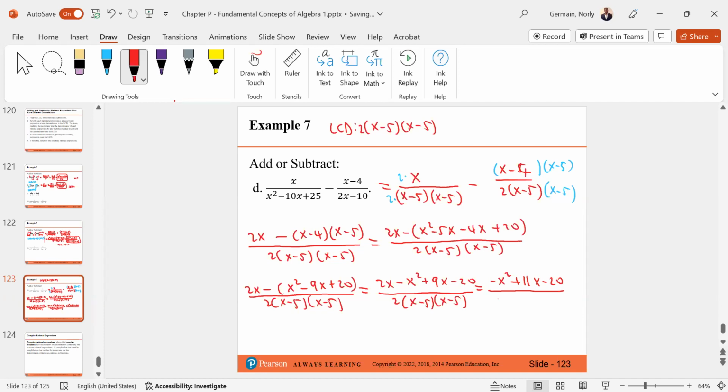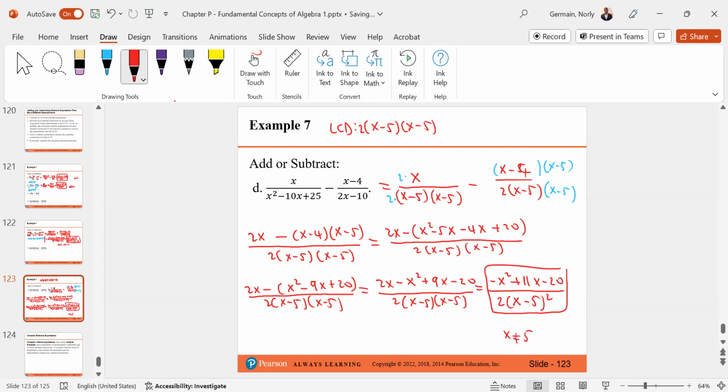But we have 2. If you want, you can write x minus 5 to the power 2. But remember, x cannot be equal to 5. And that would be your final answer. Or you can factor the negative.